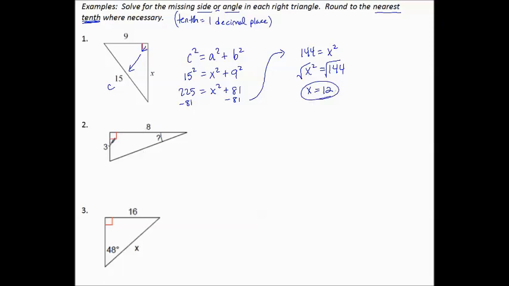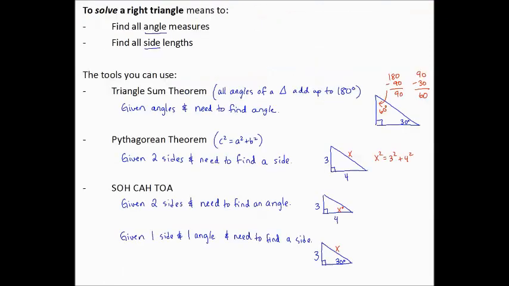Number 2, here are two sides. Just like the last one, here are two sides, but this time we need an angle. That's different from when we need a side. We have to really look closely and see what we are given and what we need to find. So looking back at our skills, given two sides and need to find a side is different from given two sides and need to find an angle. Remember that if it's a mix of sides and angles, it's Sohcahtoa.